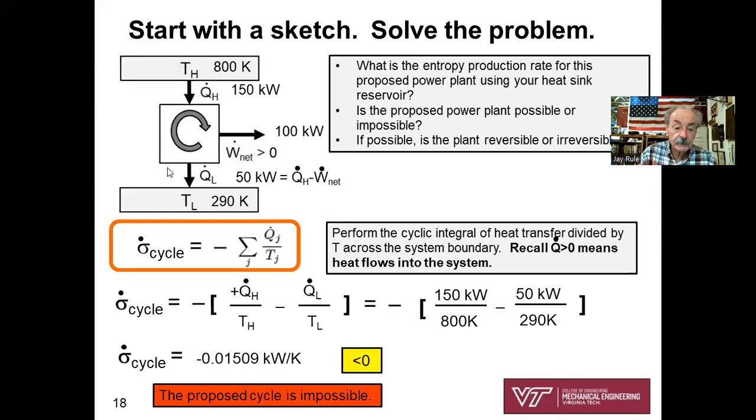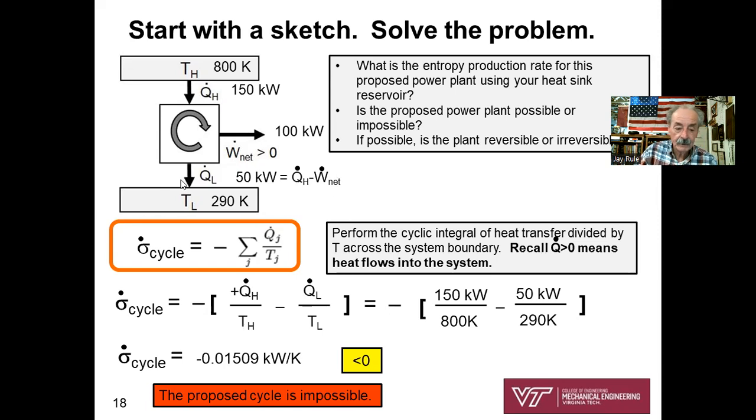Well, we'll start with a sketch. Here's our sketch. Here are our temperature limits, 800 K and 290 K for our river heat sink. We'll put in what's given to us, 150 kilowatts of heat coming in, 100 kilowatts of net power coming out, and then simply by inspection, I'm going to apply the first law: 150 coming in, 100 going out. By observation, Q dot L must be 50 kilowatts by the first law.